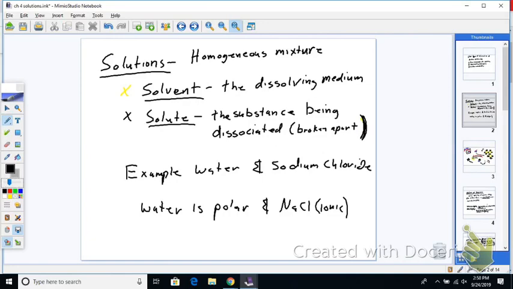I already showed you the example with the water and sodium chloride. And it's because water is polar. Now, sodium chloride can't break apart unless it's a polar solvent. If it's a nonpolar solvent, it won't break apart, because there's nothing on a nonpolar solvent that can be used to break it apart.